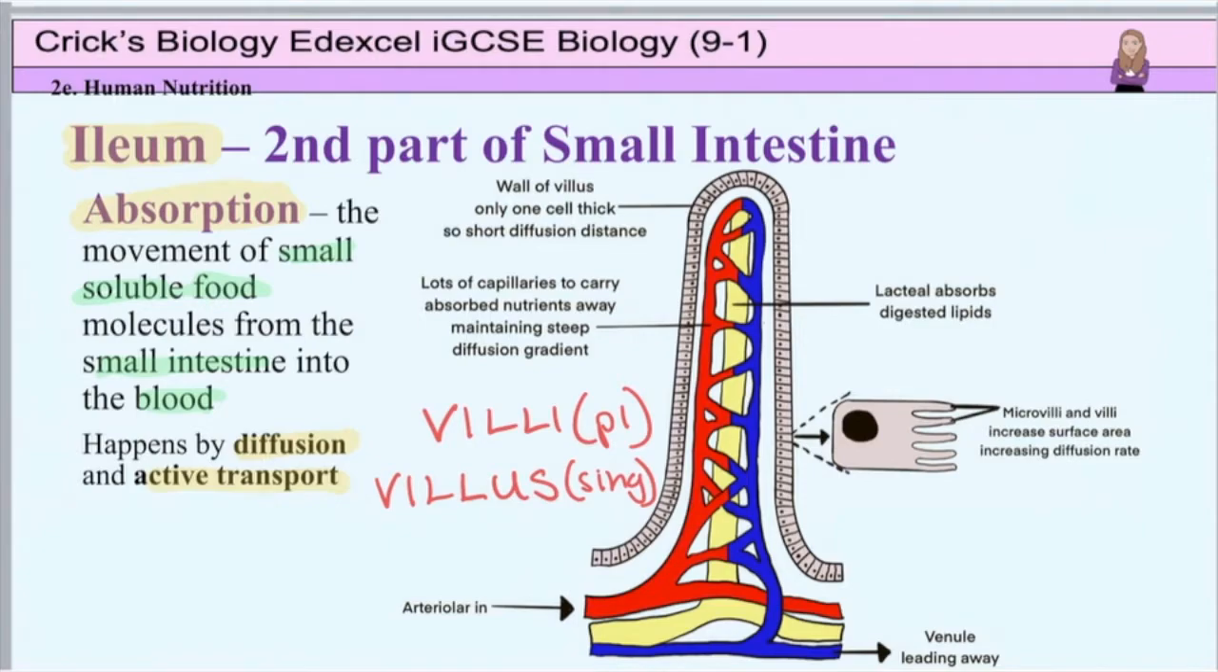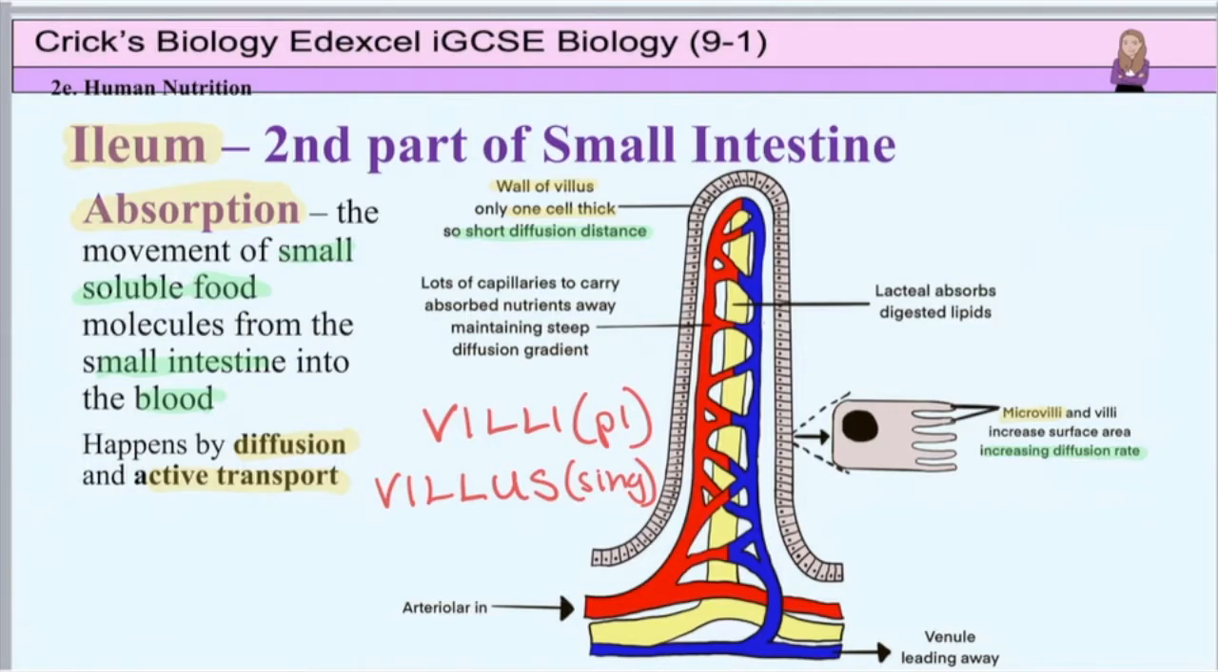They provide a large surface area for rapid absorption, and the surface area is further increased by the microvilli on the outer surface of the villus wall cells, as shown in the diagram. The wall of a villus is just 1 cell thick, which ensures that there is only a short diffusion distance, or a short distance across which active transport has to occur.